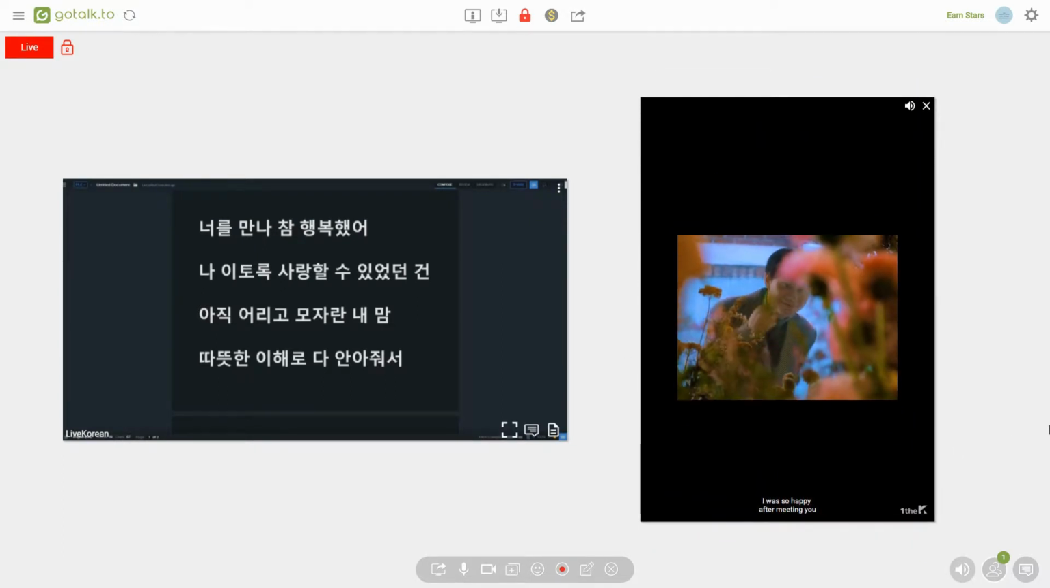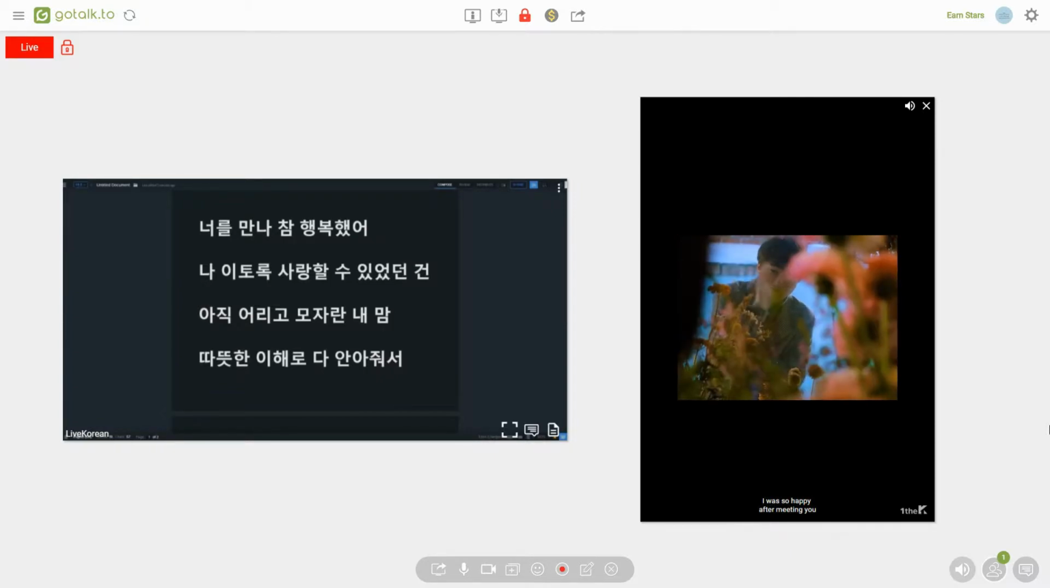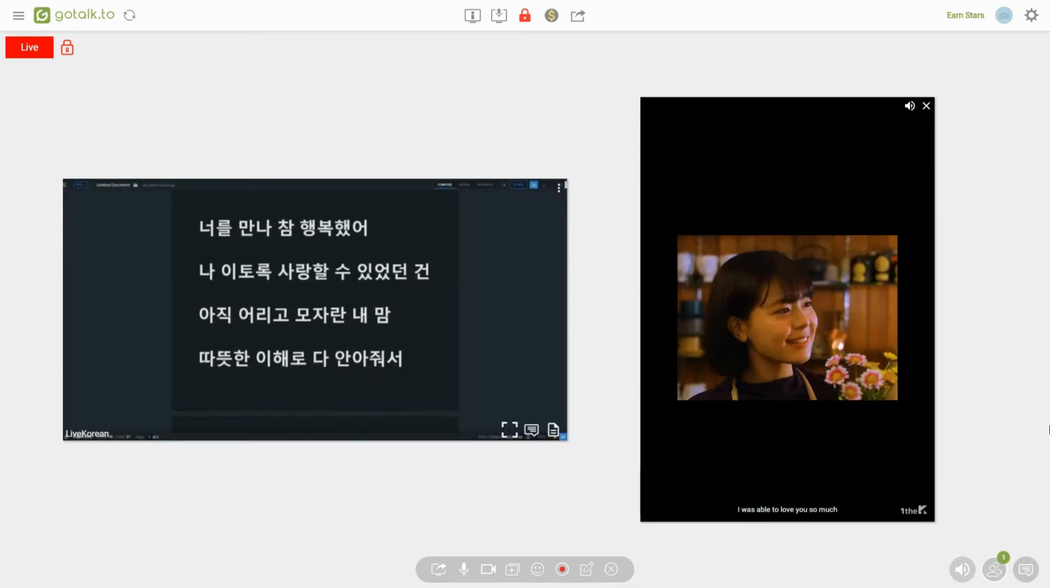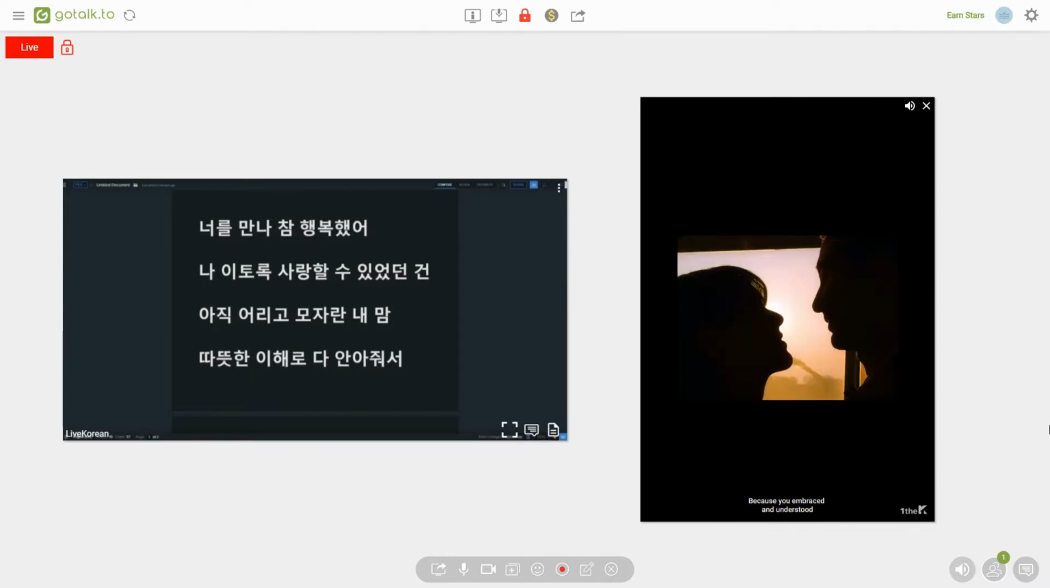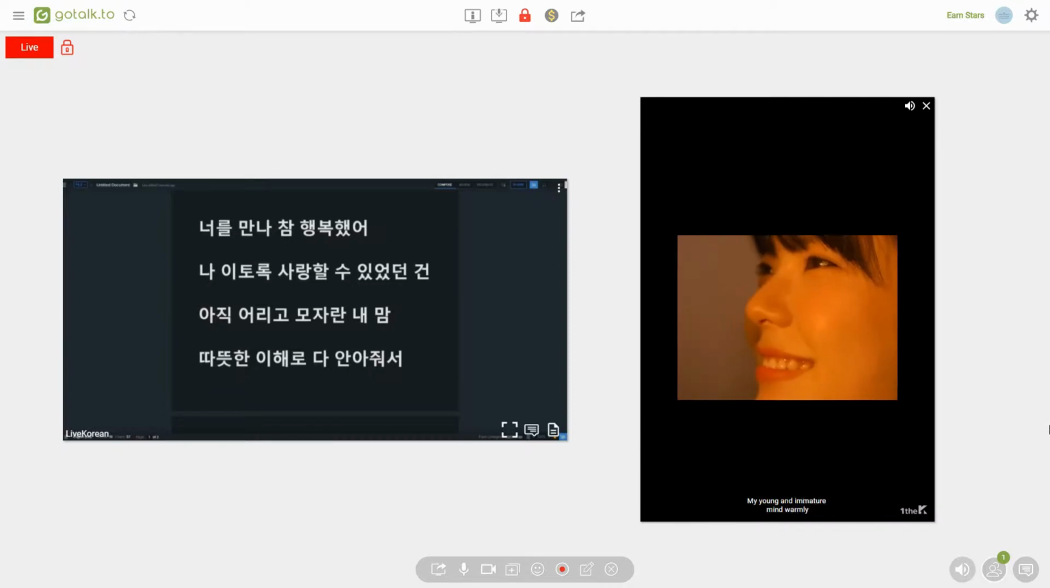너를 만나 참 행복했어. 나 이토록 사랑할 수 있었던 건 아직 어리고 모자란 내 마음. 따뜻한 이해로 다 안아줘서.